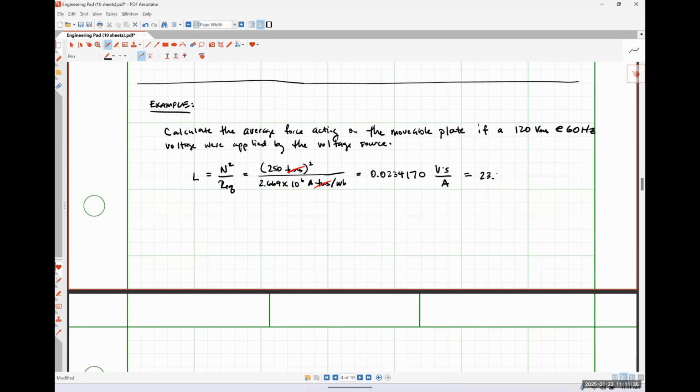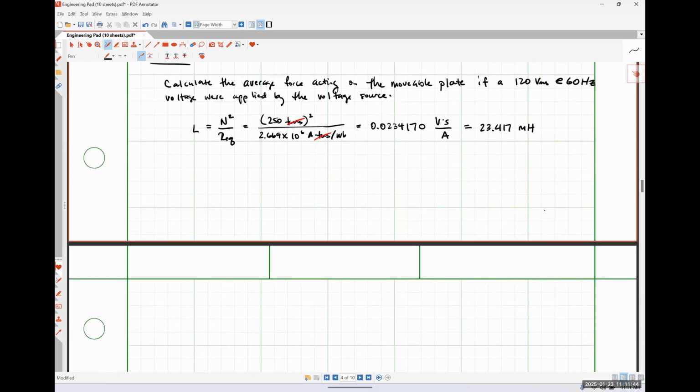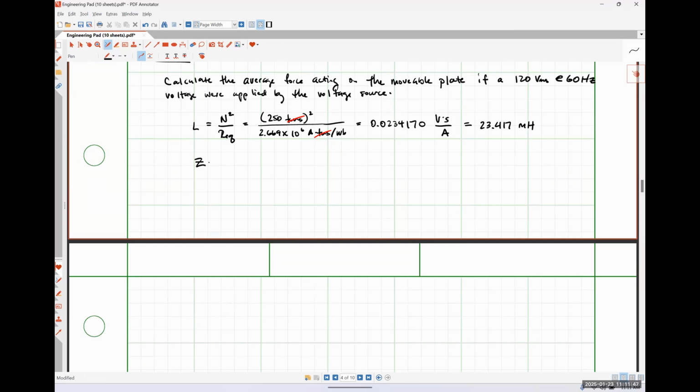So 23.417 millihenries is what I wound up getting here. Okay. So our overall impedance then, Z, is our 5 ohms of resistance plus J.